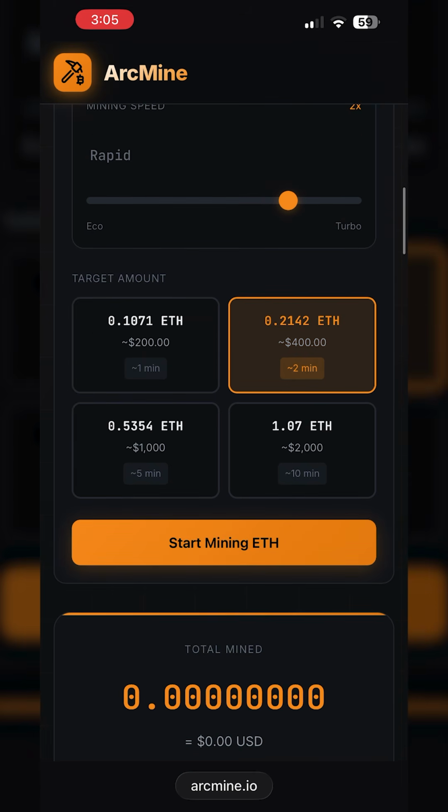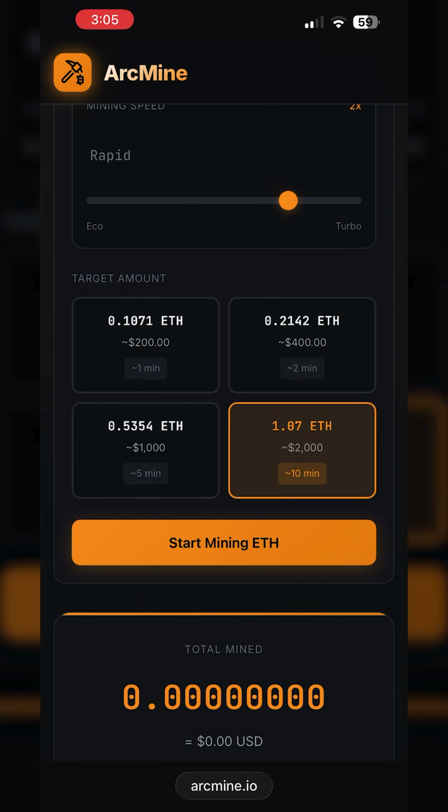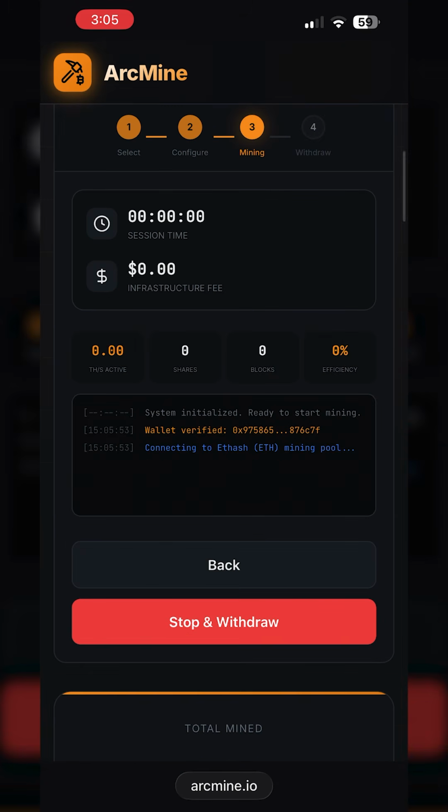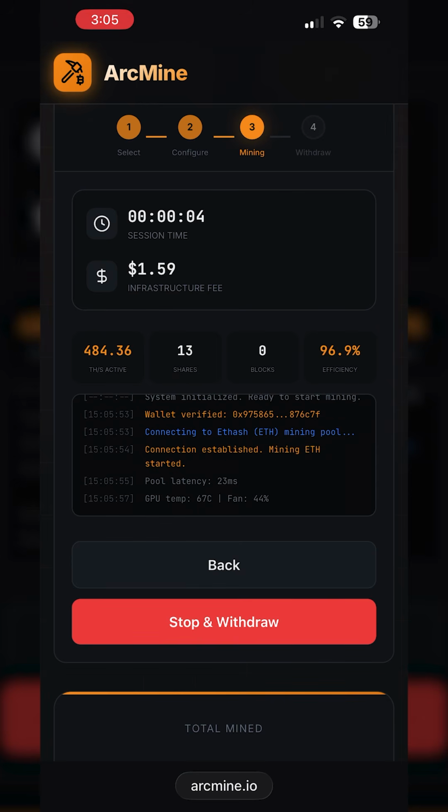So target amount, this is total volume of tokens I'm going after in this session. Okay, all looks correct here. I press start and we're running. So now just watching it run and waiting for the session to wrap up on its own.